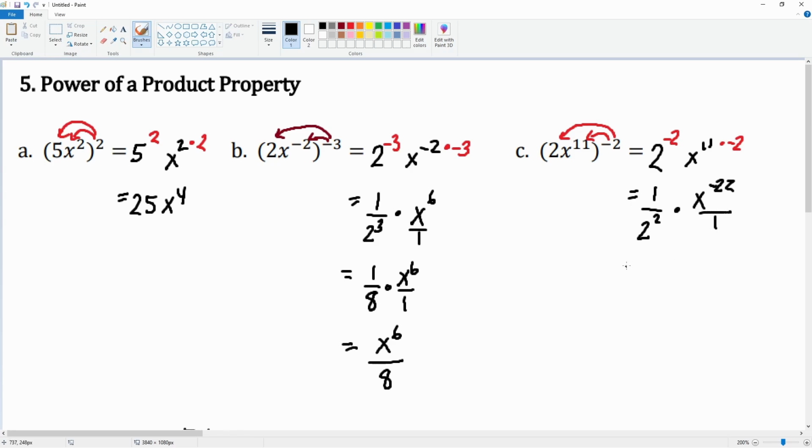And it's already on top. We have to bring it down because it has a negative exponent. So on top, we are left with a 1. On bottom, we have 2 squared times x to the positive 22 now, because we brought it down. Let's do some simplifying. 2 squared becomes 4, and we have x to the 22. So the final answer would be 1 over 4 x to the 22 power.